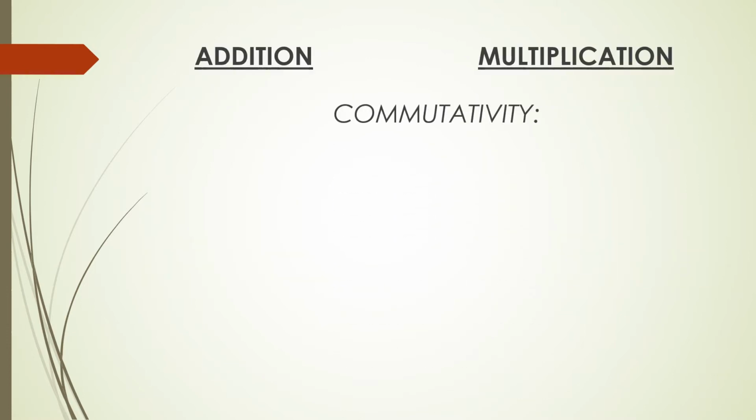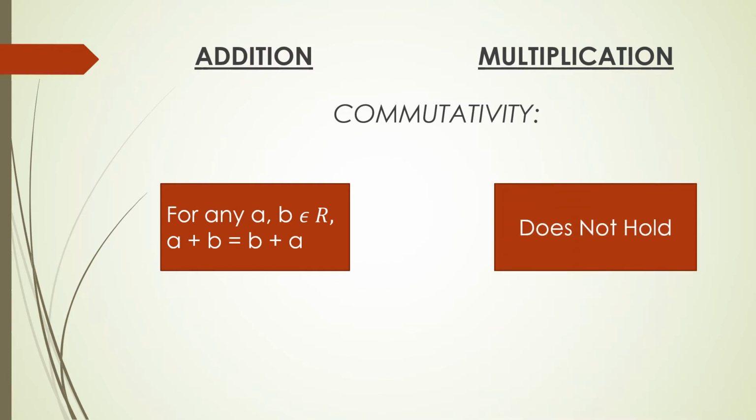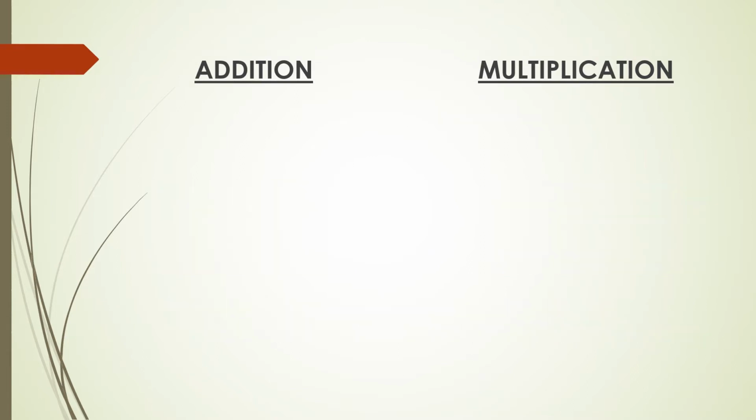In terms of commutativity, for addition, the elements form an abelian group or commutative group. For any a, b element of R, a plus b equals b plus a. For multiplication, we don't require multiplication to be commutative. In a ring, multiplication may not be commutative. If it is, we call R a commutative ring.